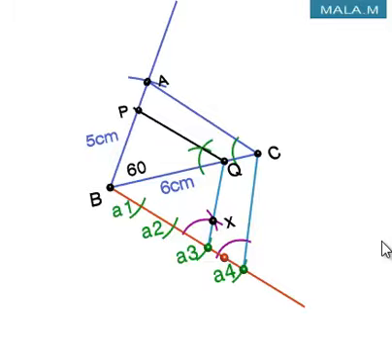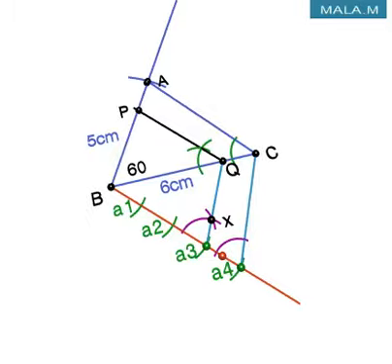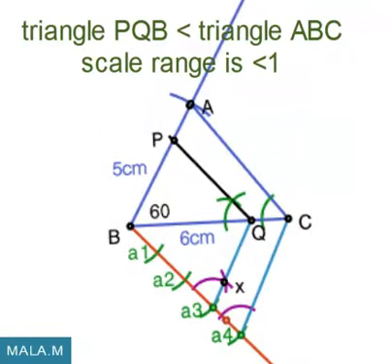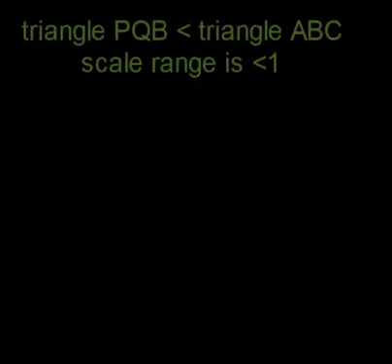Now here, PQB is your required triangle. ABC is the given triangle. So observe here, children, triangle ABC is greater, triangle PBQ is smaller because your scale factor is less than 1.